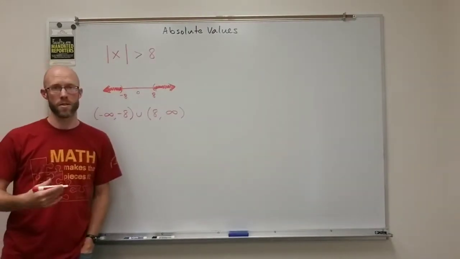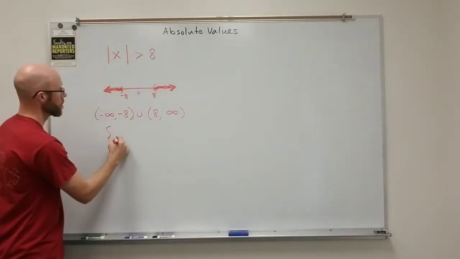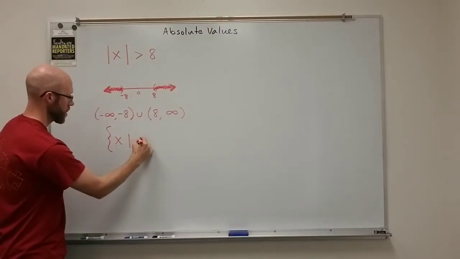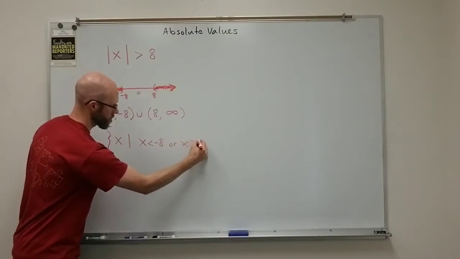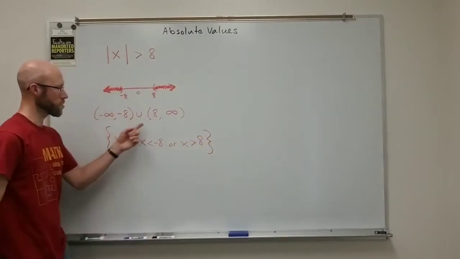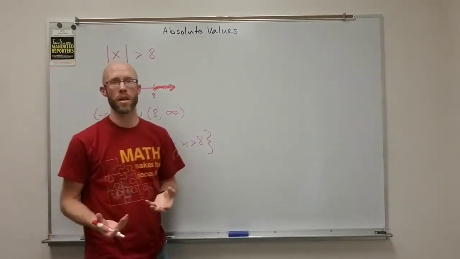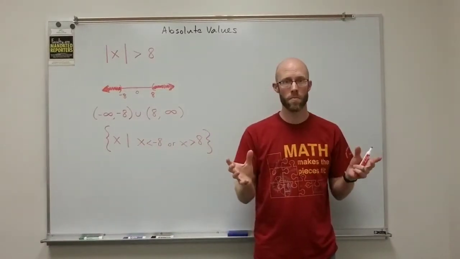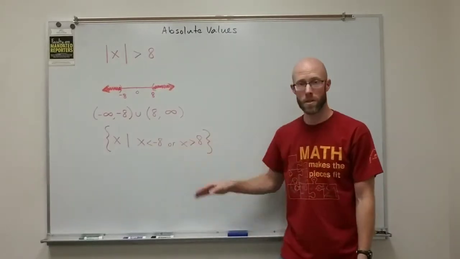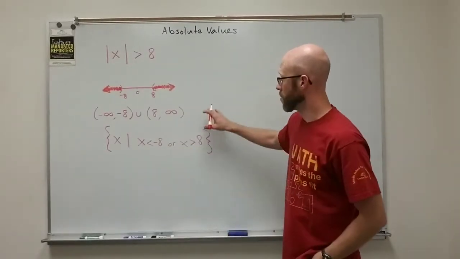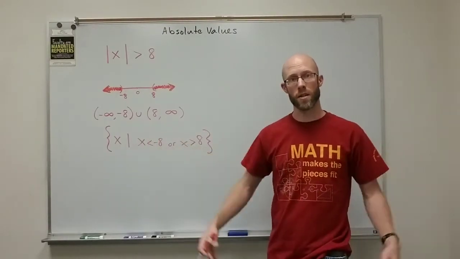If I wanted to represent this in set form, I would have to represent it using two different inequalities. It'd be all the values x such that x is less than negative 8 or x is greater than 8. Remember, with a union, we use the word or, and we'd have to have both of these inequalities listed separately. Remember, with an and statement, we can get them in a three-part inequality. If we have an or statement, we cannot. Okay, so we have to keep them separate, because we're not finding values that solve them at the same time. Okay, the two different sets.